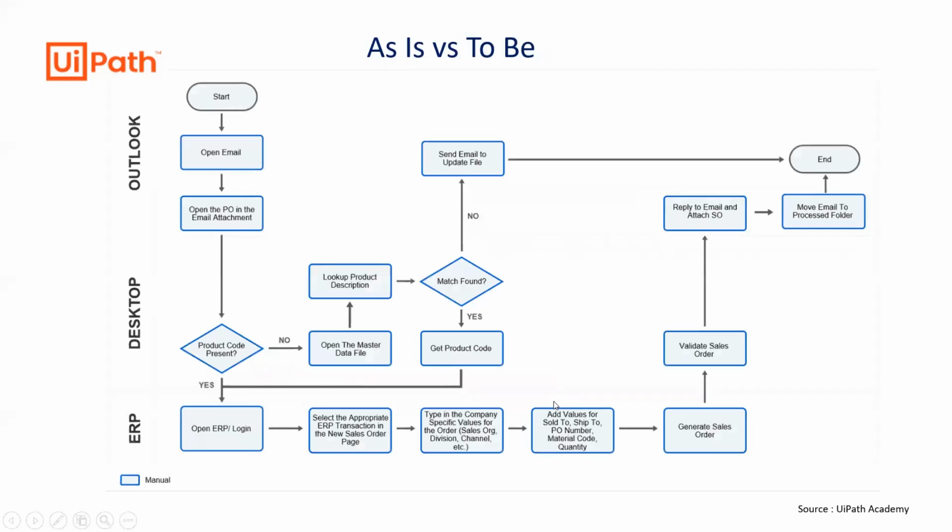As of now, whenever we are automating any process, the first thing we get is the as-is versus to-be. As-is means how the business is doing the process manually. And the to-be means how the automation is going to do it.